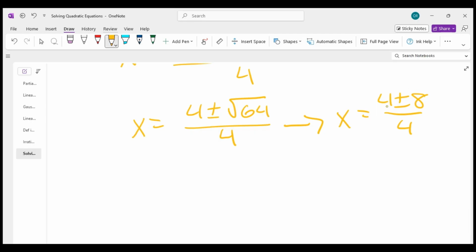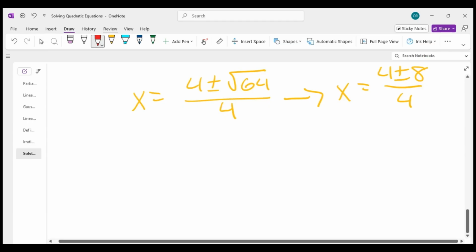And so we see that this plus or minus right here just means that there are two possible answers, because whenever you have a square root, there could be a negative or there could be a positive version, right? So we have to solve for that.